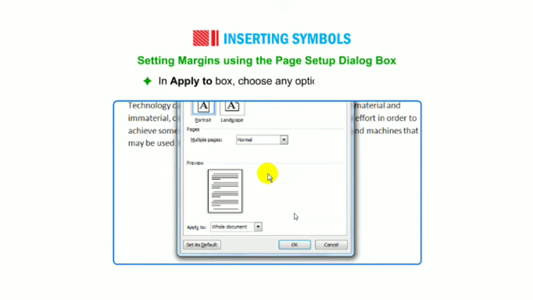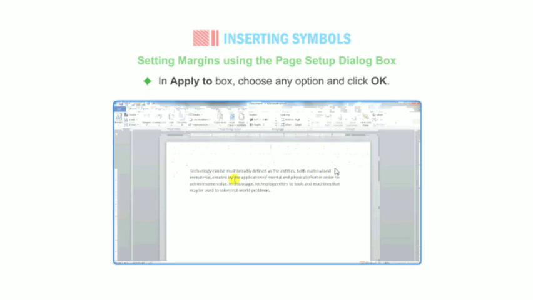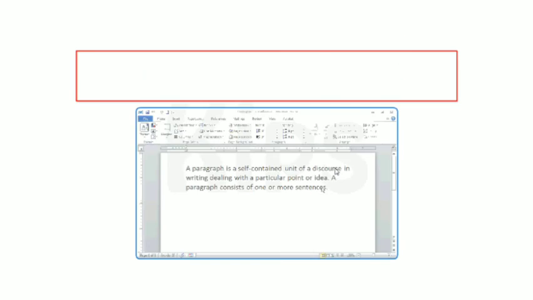In the apply to box, choose any option and click OK. After that, in the apply to box, you can click OK. Here you will have to click OK. So you can see and you can change according to your choice.